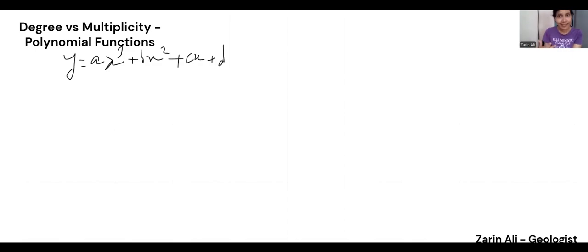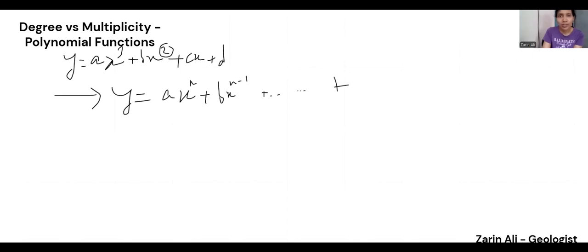Now, I want to generalize it. If I have to define it in a way that can accommodate any and every kind of power in it, we will write y equals a into x to the power n, where n can be anything. Plus, then you have to reduce it by 1, just like what is happening here. It's 3 and then 2. So you will write something like bx to the power n minus 1. And likewise, it will keep going until you reach a point where you get a constant, let's say d or whatever it is. So x to the power n minus n, this will be 0, and therefore, it will just be a constant.